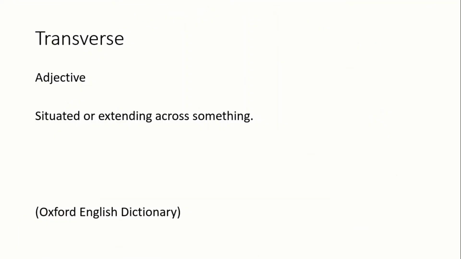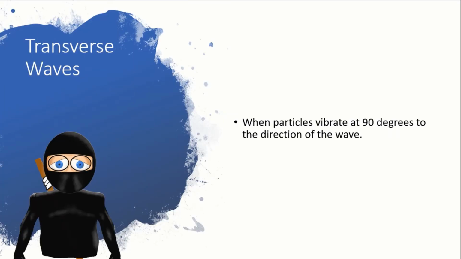According to the Oxford English Dictionary, the word transverse means situated or extending across something. And so a transverse wave is when particles vibrate at 90 degrees to the direction of the wave.